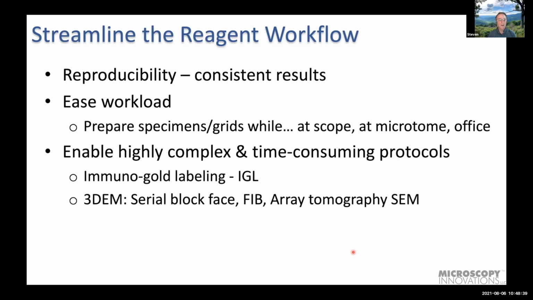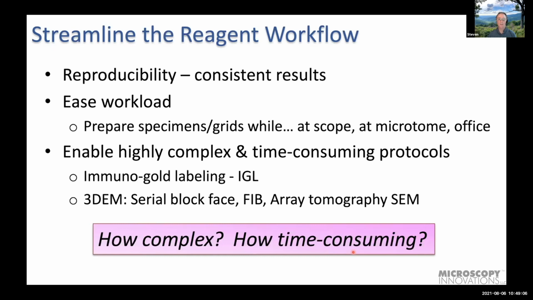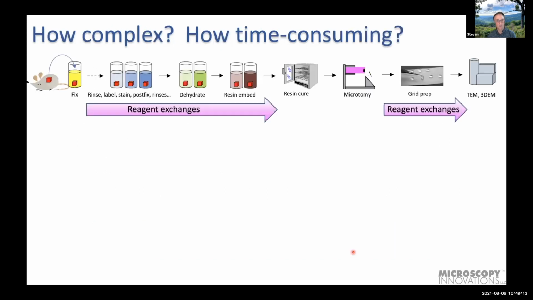We also want to enable really highly complex and time-consuming protocols. Immunogold labeling, IGL, is certainly one of those. And a more recent technique that's becoming increasingly important are the three-dimensional electron microscopy methods like serial block face SEM, FibSem, and array tomography SEM. These require an extensive amount of time. Well, how complex are these and how time consuming? Where are we going to reap benefit from being able to streamline and even automate this workflow?